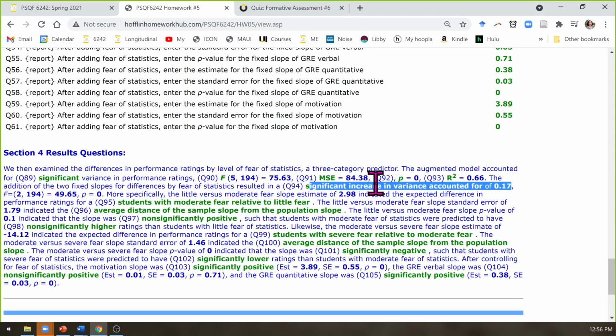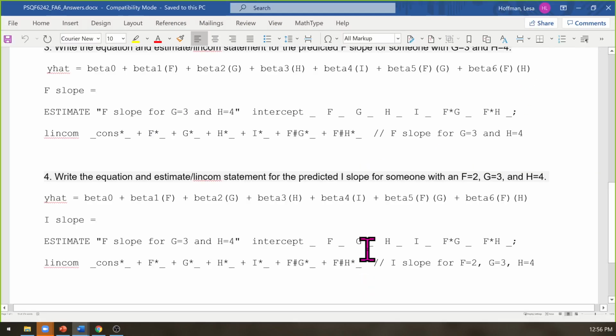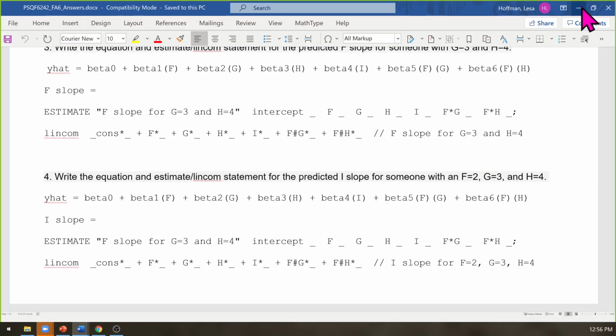Hooray! Yes, we're almost there. As you might imagine, the last homework is about interaction terms. Do you want to talk about those?